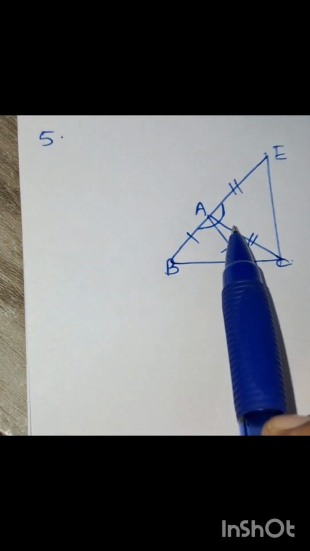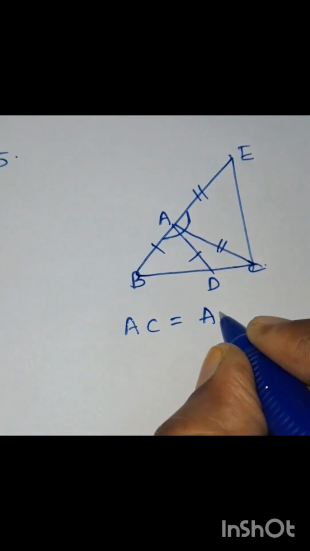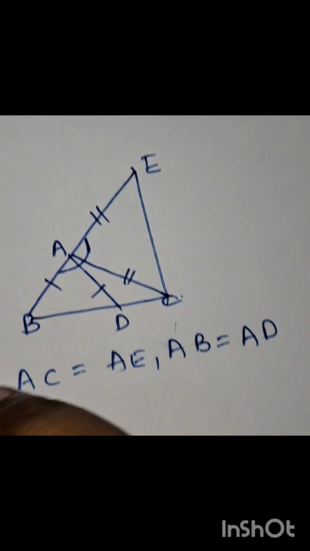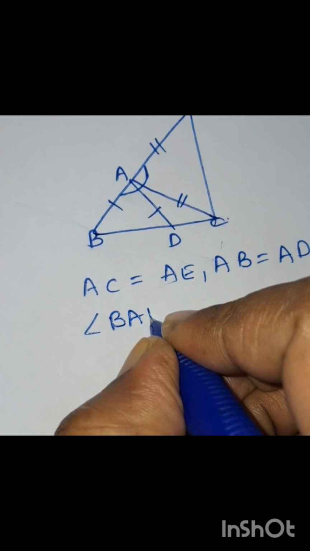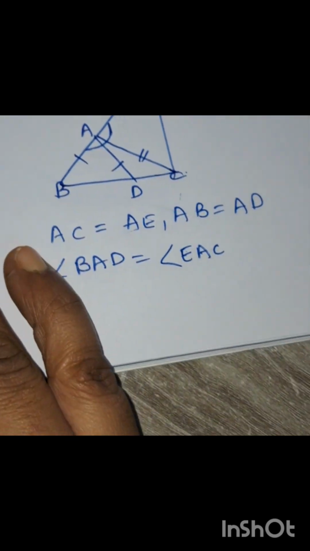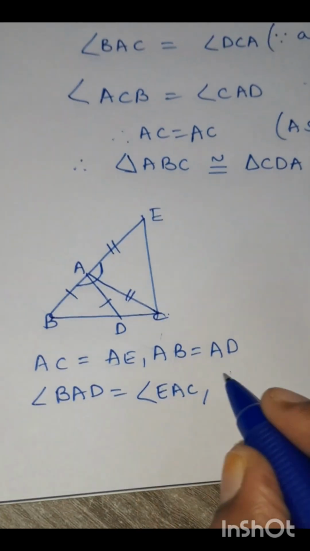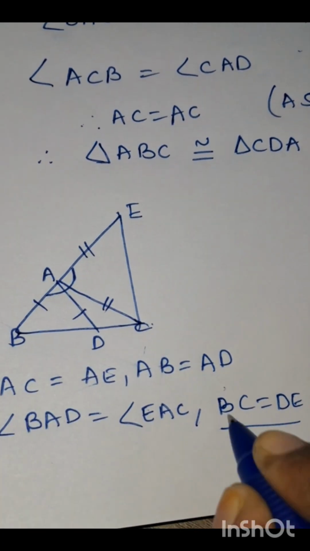So here your fifth question is, in the figure given below, AC is equal to AE, and AB is equal to AD, and angle BAD is equal to angle EAC. We have to show that BC is equal to DE. Okay, we have to show this.